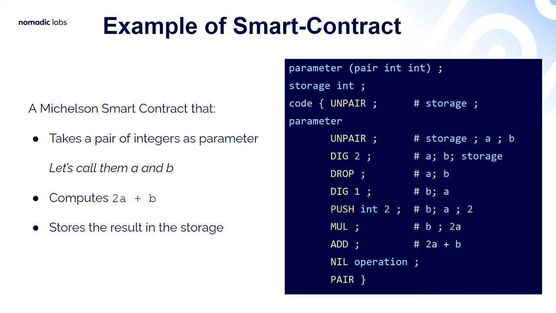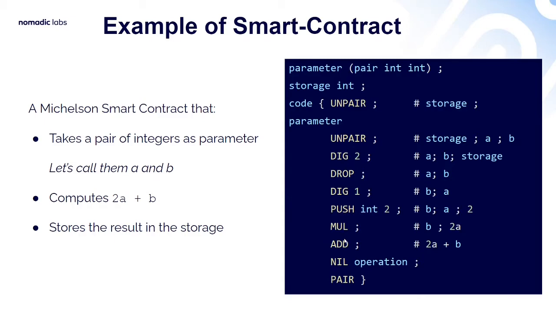Here is an example of smart contract in Michelson. Like every smart contract, it takes a storage and a parameter, and it will produce a new version of this storage and a list of operations. So this specific smart contract takes as a parameter a pair of integers, let's call them a and b, and it computes 2a plus b.